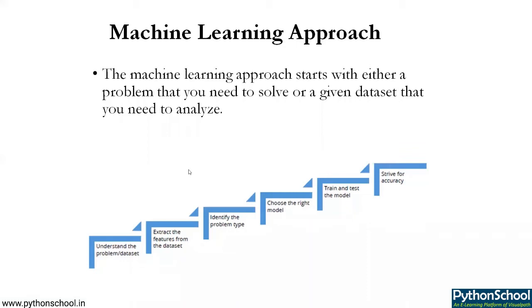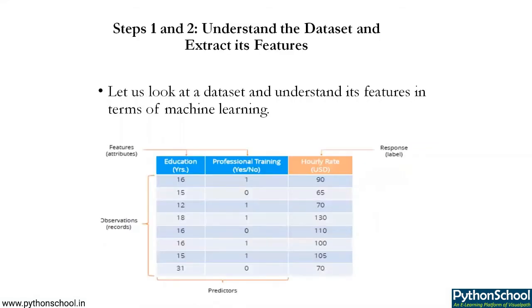So let us look at these steps one by one. Steps 1 and 2 say understand the data set and extract its features. Looking at the below table, this table depicts the hourly billing rate for an IT professional. If a person has 16 years of education and 1 year of professional training, he is billed at the rate of $90 per hour. Same way, if someone has 18 years of education and 1 year of professional training, he is billed at the rate of $130.